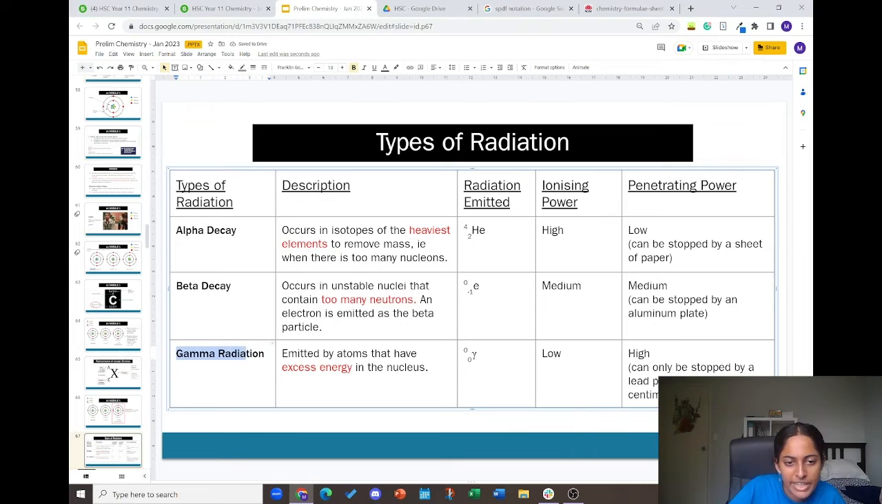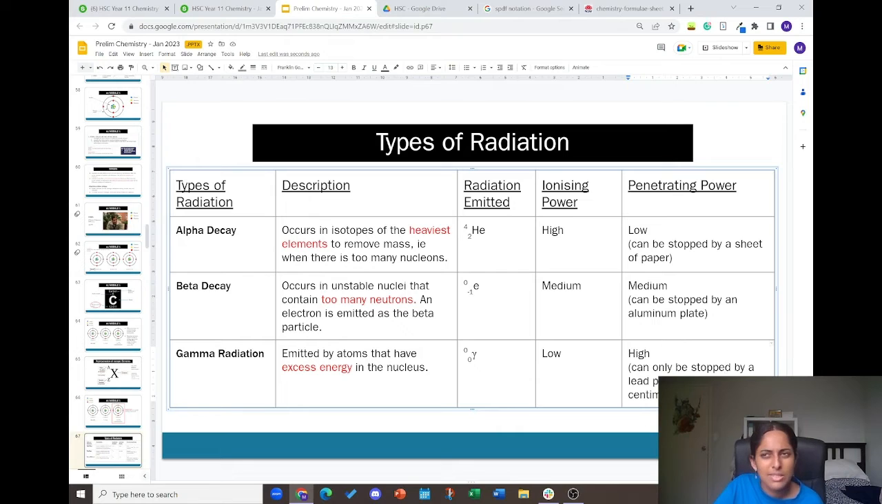And then gamma radiation does not have really any charge or mass because it's energy, right? It's a kind of wave. So this is when you have excess energy, and it just removes the energy through gamma radiation. Ionizing power is low, but it's really easy to penetrate through different objects. And it can only be stopped by a lead plate that's several centimeters thick.